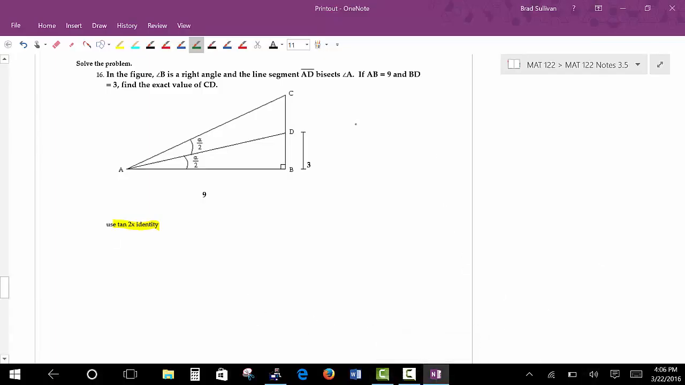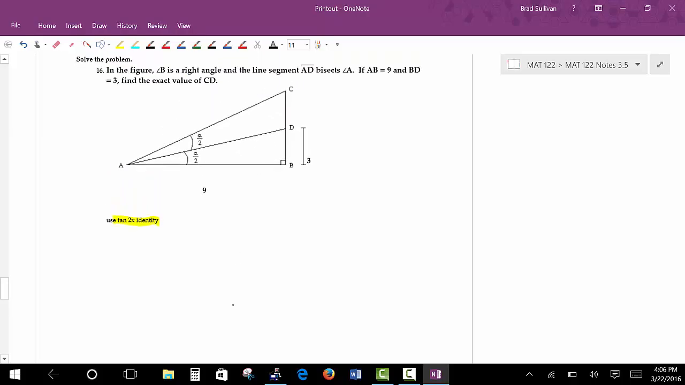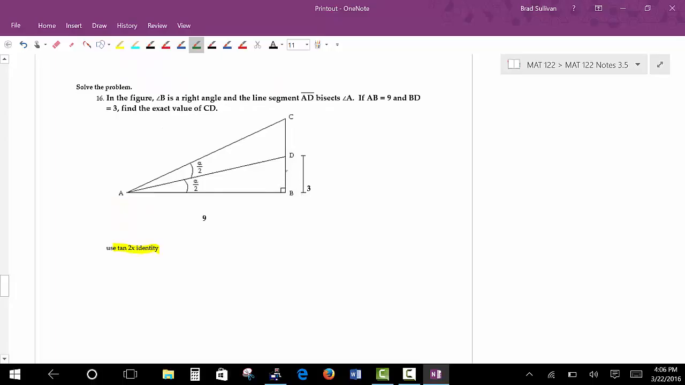Okay, so anyway, if we do this, it looks like they gave us this side. This side right here is 3. This is 9. And ultimately, we're going to find the exact value of CD. So let's just call this X, and we're going to look for this part of the triangle in this figure. We're going to have to use some trigonometric identities to figure that out.